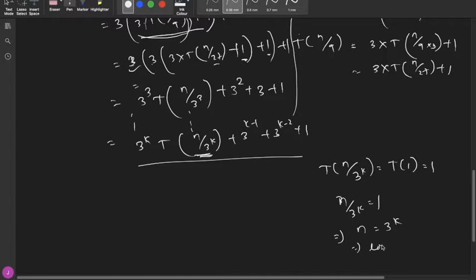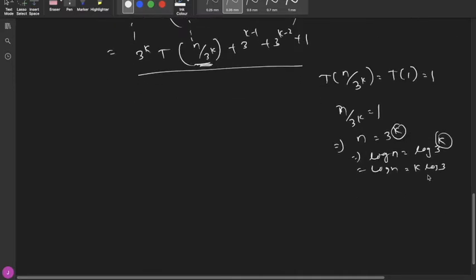Now applying logarithm on both sides, because I have to find the value of k. So log n equals log 3 power k. This k can be written as k log 3, because it is in the exponent, and according to the logarithm formula, this k can be multiplied before the log 3.